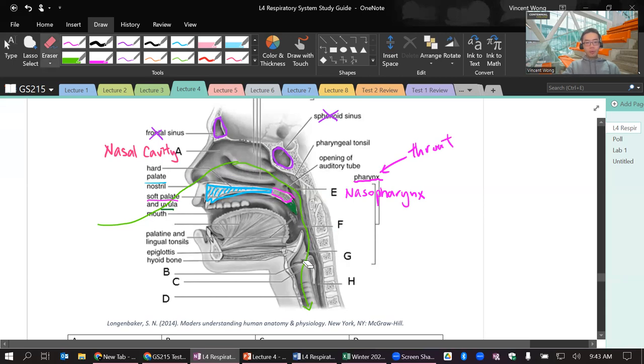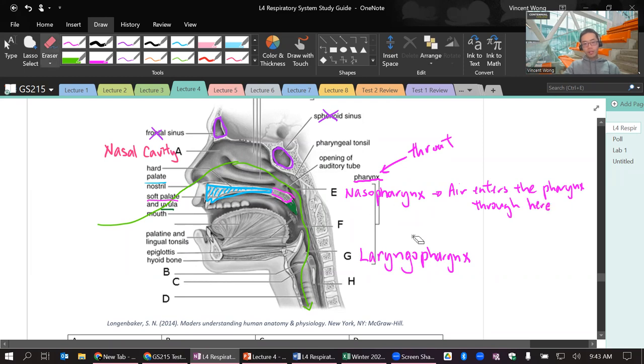Now, the air that we breathe will leave the pharynx through G, which is another opening here. That is called the laryngopharynx. Okay, so I can label this for you. Air enters the pharynx through here to the nasopharynx, and the laryngopharynx will say air leaves the pharynx here. So through here, through this opening.